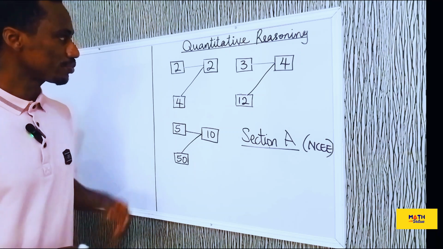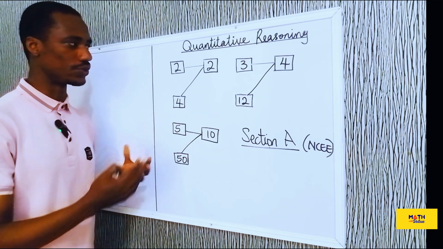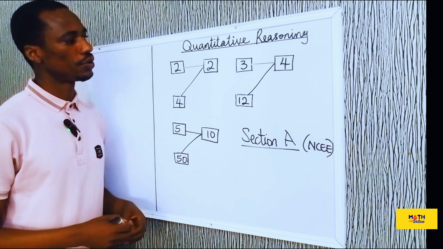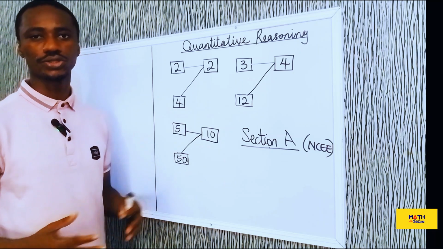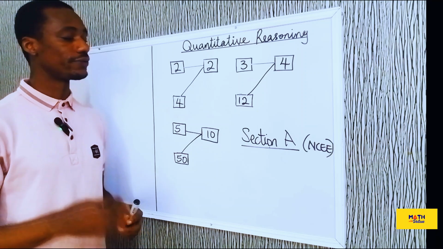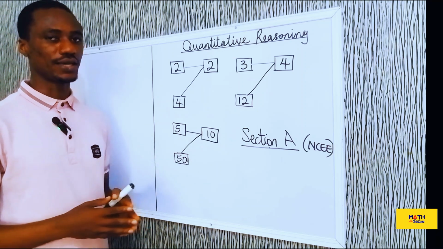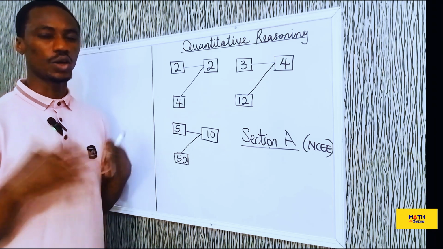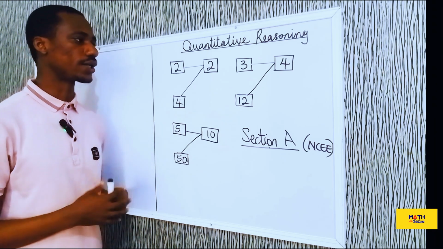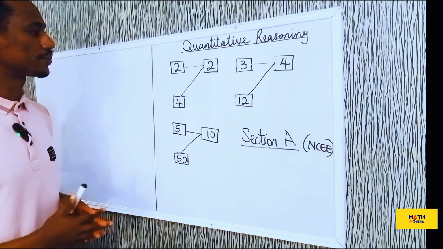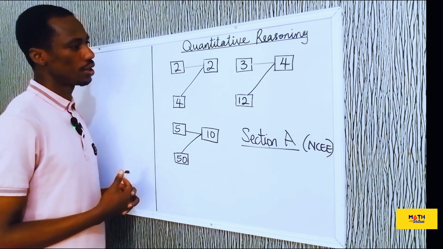Alright, let's go. We have these samples and we are to figure out what connection they have. What is the relationship between the numbers? One very good advantage of quantitative reasoning is that it helps you to connect numbers. It helps you to what? Connect numbers. So let's look at this. How do you approach this if you're to solve this question?